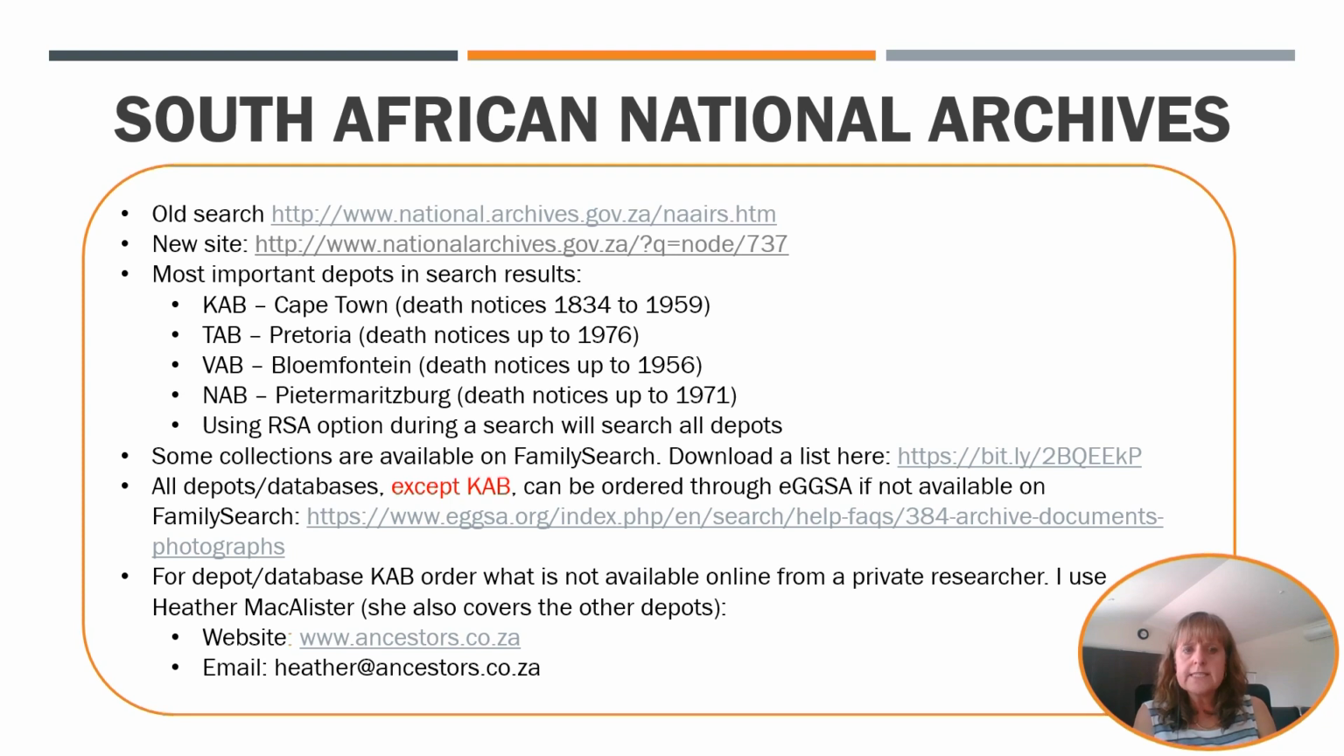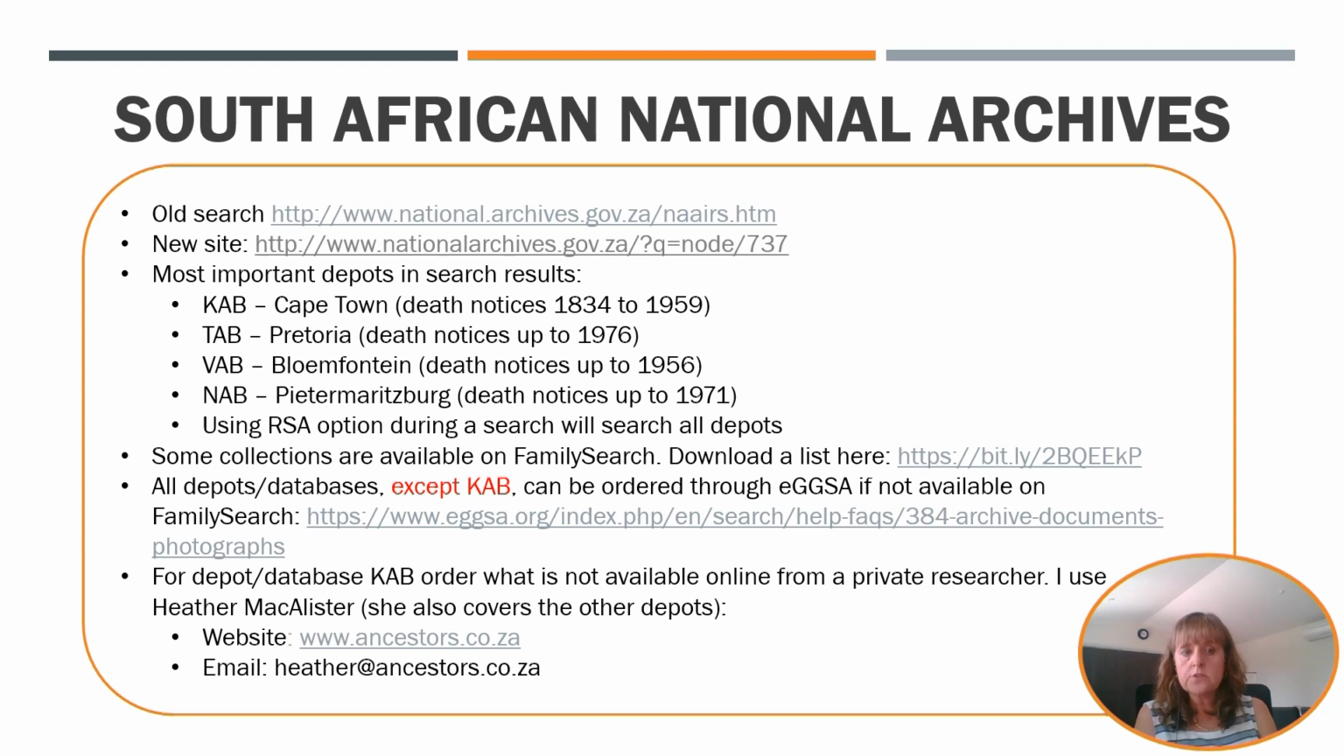So the most important depots in your search results will be KAB, which is the physical Cape Town Archives. The search engine contains death notices from 1834 to 1959. The next depot is TAB. This is the Pretoria one. The search engine contains indexed death notices up to 1976. VAB is the Bloemfontein one, and it contains death notices up to 1956. Then NAB is the Pietermaritzburg Archives, and it contains death notices up to 1971.